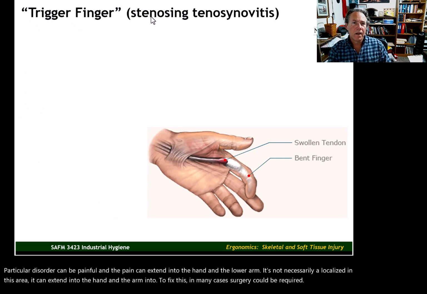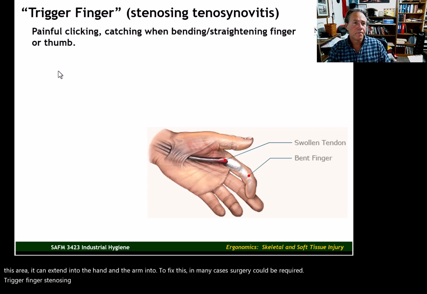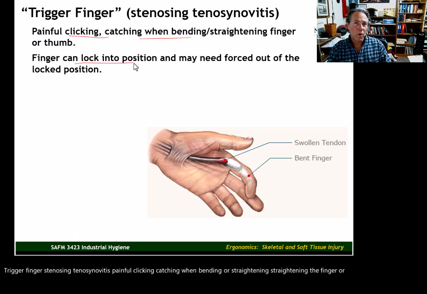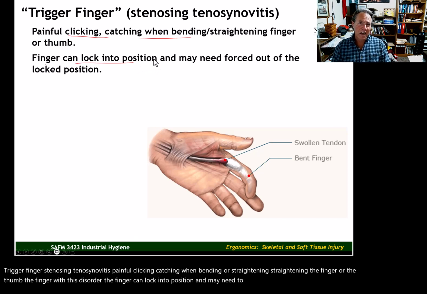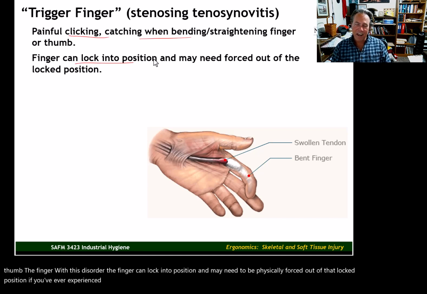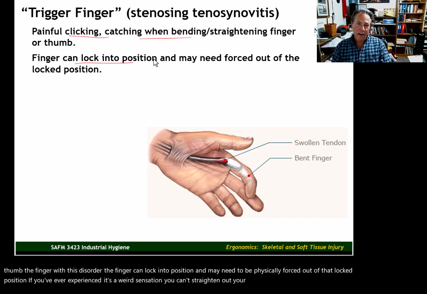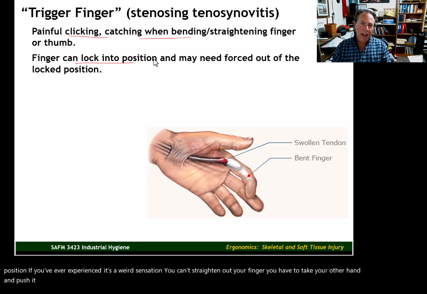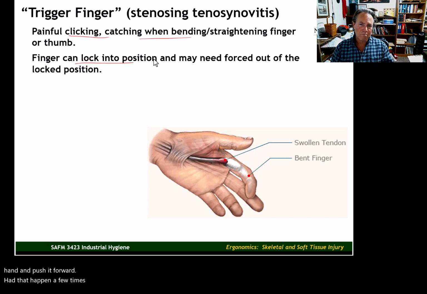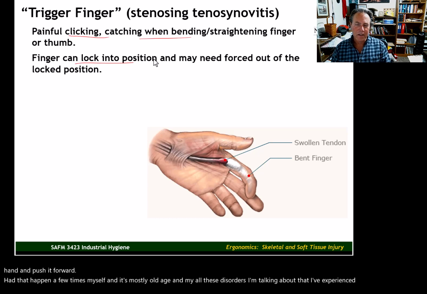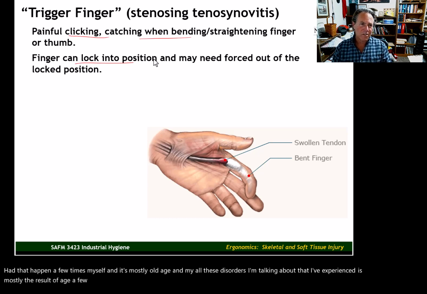Trigger finger, stenosing tenosynovitis, causes painful clicking and catching when bending or straightening the finger or the thumb. With this disorder, the finger can lock into position and may need to be physically forced out of that locked position. If you've ever experienced it, it's a weird sensation. You can't straighten out your finger. You have to take your other hand and push it forward. I've had that happen a few times myself, and it's mostly old age. And all these disorders I'm talking about that I've experienced are mostly the result of age. A few injuries along the way, but mostly age.